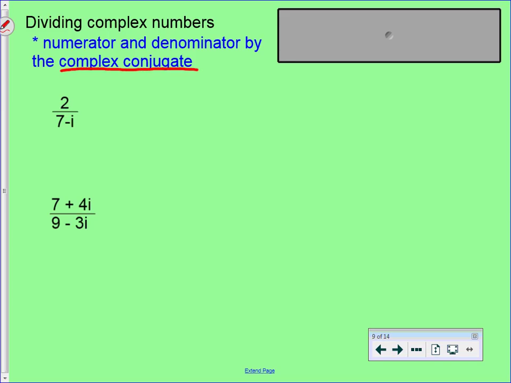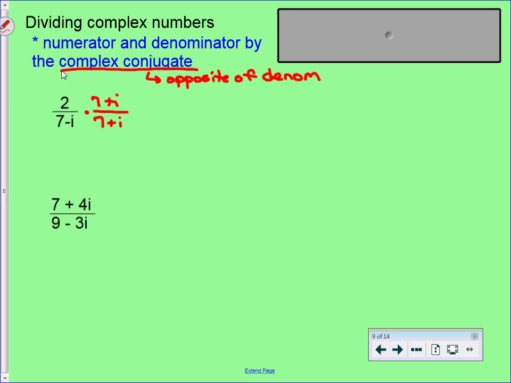This is hopefully a word that looks a little bit familiar, because this conjugate is the opposite of whatever your denominator actually is. So if we're looking at this very first example with 2 over 7 minus i, in order to actually divide these two pieces out, we have to use some of our multiplication skills. We multiply by the conjugate, which is the positive version of the denominator in this case. Instead of 7 minus i, we are multiplying both by a 7 plus i.